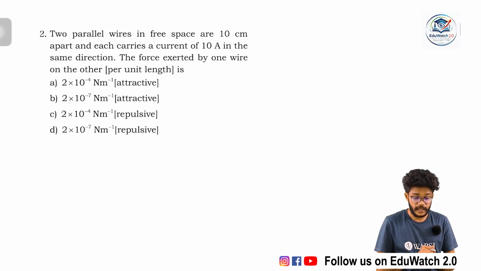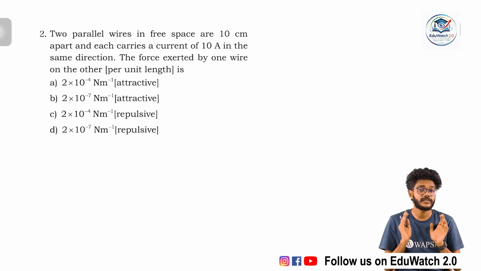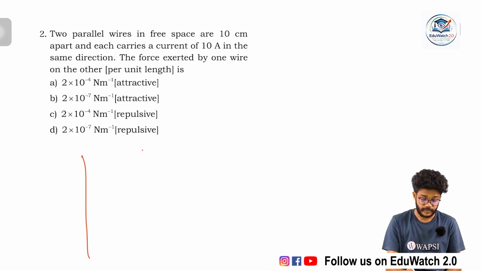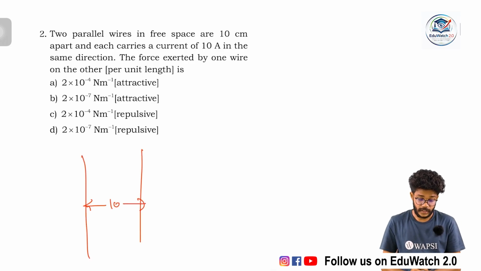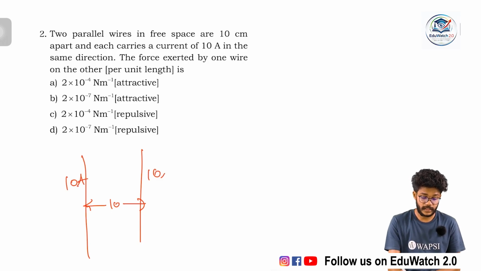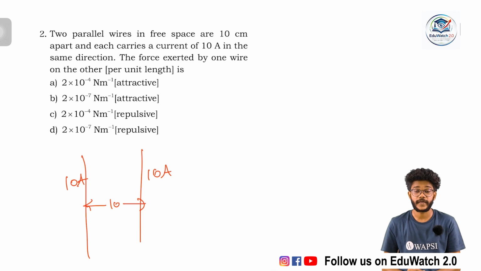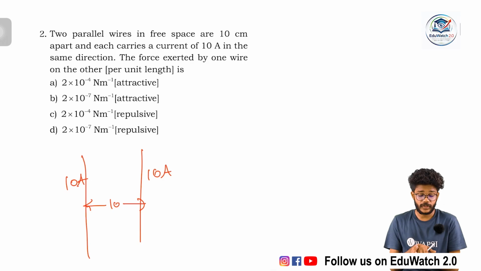Okay, so we can move to the second question. Two parallel wires in free space are 10 centimeter apart, and each carries a current of 10 ampere, in the same direction. We want the force exerted by one wire on the other. We want the magnitude of the force, and the direction of the force too, because the options are attractive and repulsive.